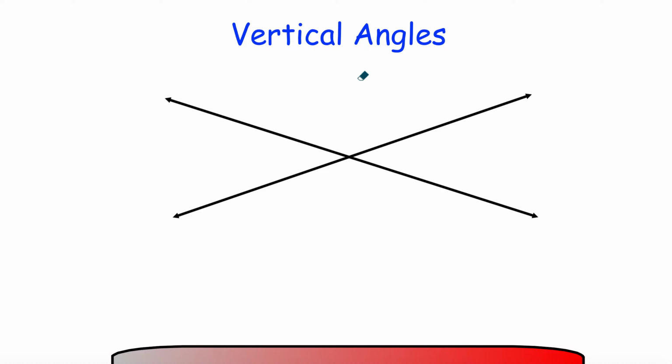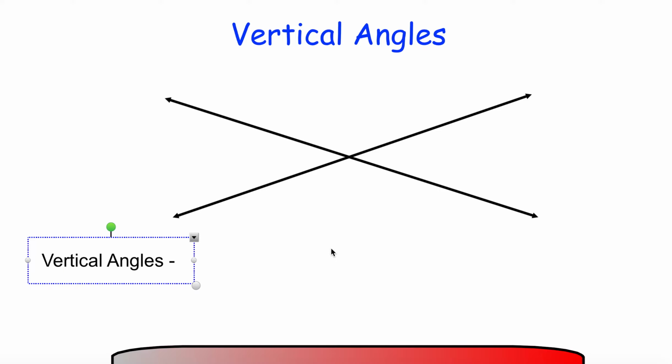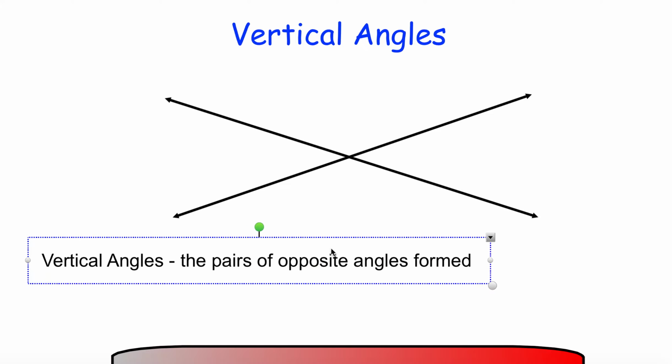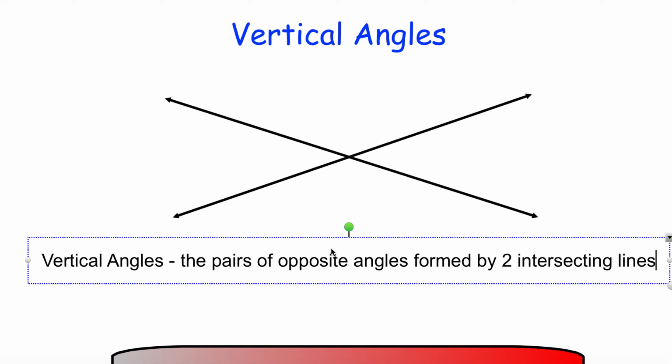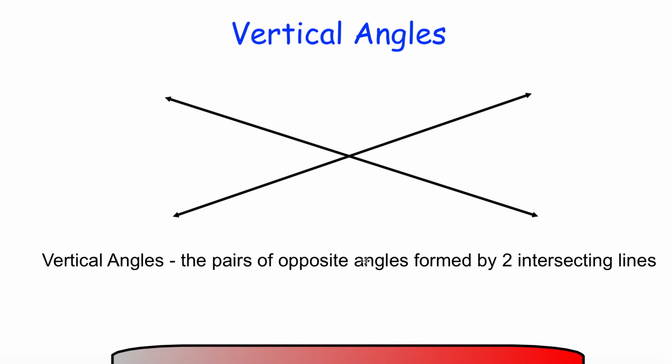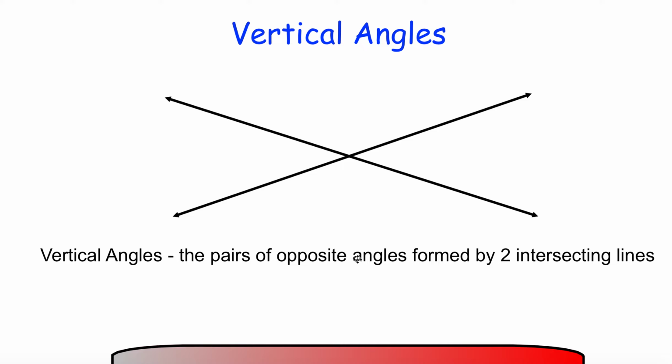Vertical angles. Okay, vertical angles are one of the most important concepts in all of geometry. We will use this concept all year, so you really need to make sure that you get this. So I'm going to define vertical angles first. You can write this in your notes, but this also needs to go on your definition sheet. Vertical angles are the pairs of opposite angles formed by two intersecting lines. Okay, the pairs of opposite angles that are formed by two intersecting lines.